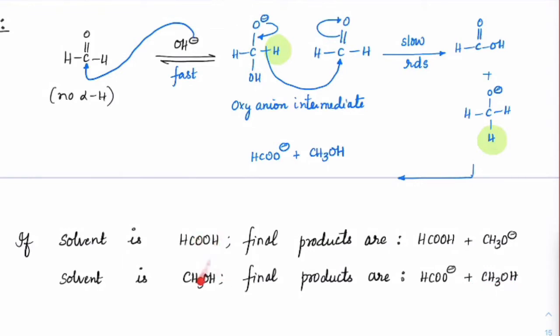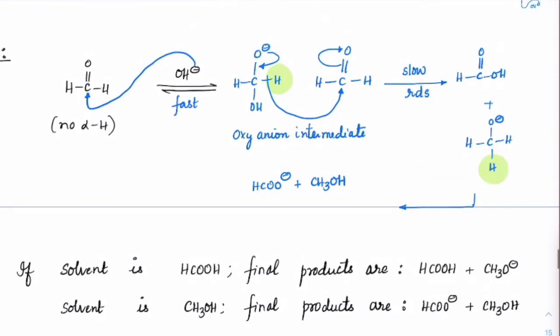But this is not of much importance. You just need to know that if nothing is given, if no solvent is mentioned, just imagine that the final products will always be the carboxylate ion and alcohol. That is the final product which is formed.